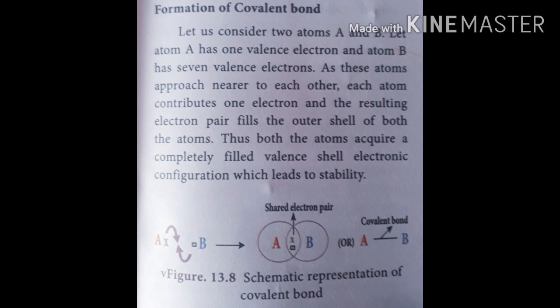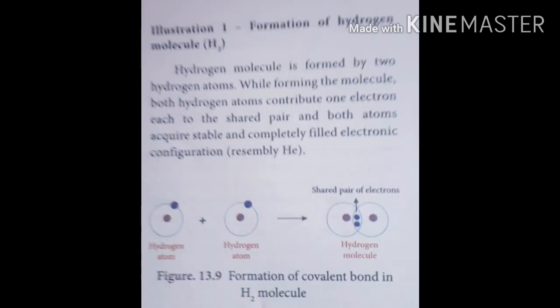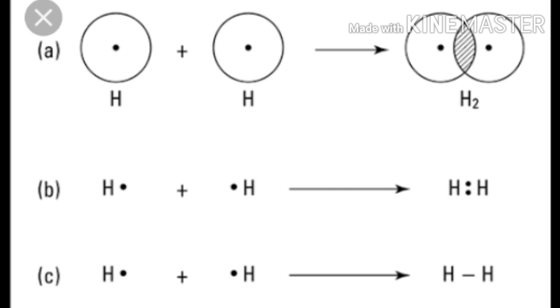Okay, let us move on to illustration 1, the formation of hydrogen molecule. We already know that the formula for hydrogen molecule is H2, which consists of 2 hydrogen atoms. Hydrogen is a diatomic molecule. While forming the molecule, both hydrogen atoms contribute 1 electron each to the shared pair. Refer to the periodic table. The atomic number of hydrogen is 1, that is, the electron present in the hydrogen atom is 1.